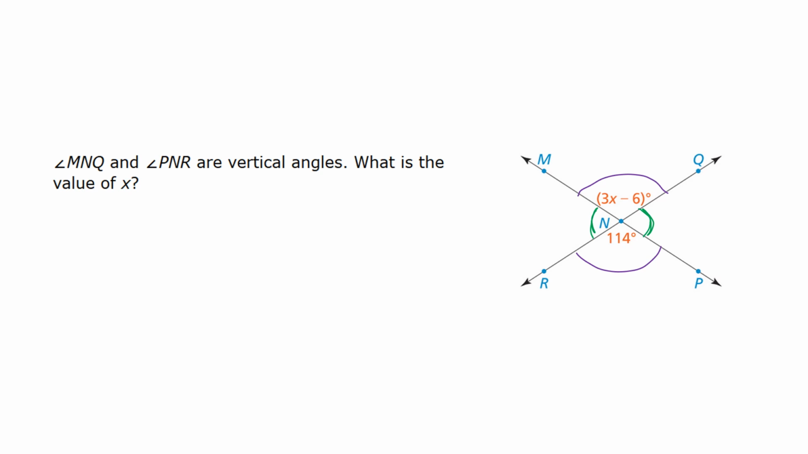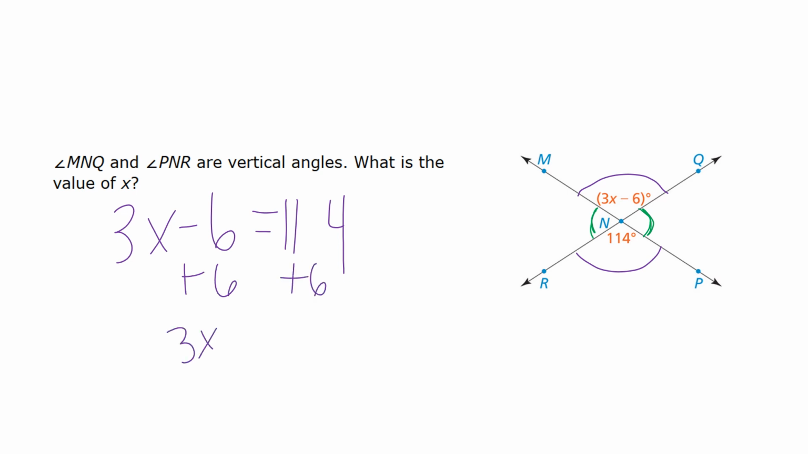So it says, what's the value of x? Okay, if their vertical angles are equal, so 3x minus 6 equals 114. Oops, I wrote 144. So I'm going to add 6 to both sides. So 3x equals 120. Divide by 3, divide by 3. So x equals 40.